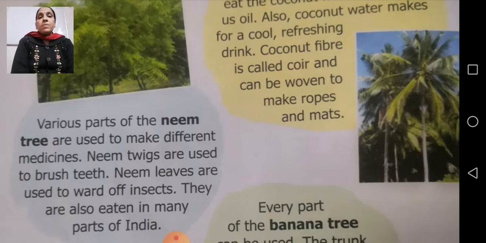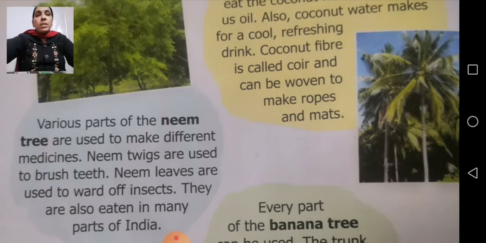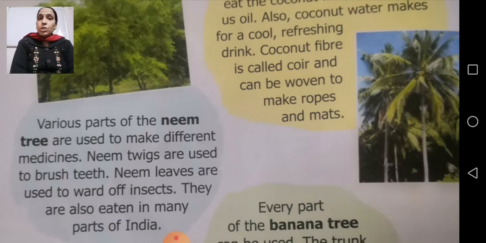Now, neem leaves are used to ward off insects. Neem leaves, as I told you in the beginning, many parts of the neem tree are useful, and this is again an important part of your neem leaves. Neem leaves are used to ward off insects. Ward off insects मतलब insects को भगाने में they are quite useful. Now they are also eaten in many parts of India.